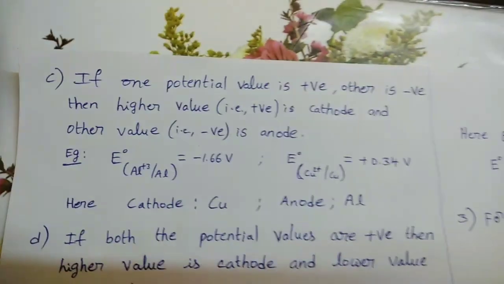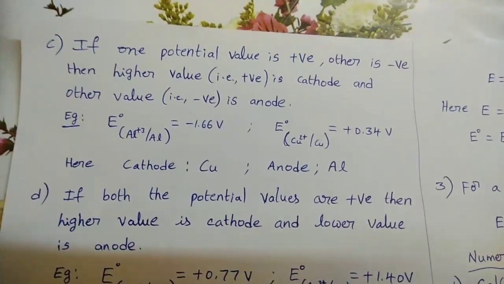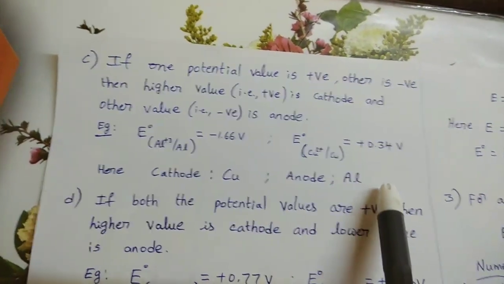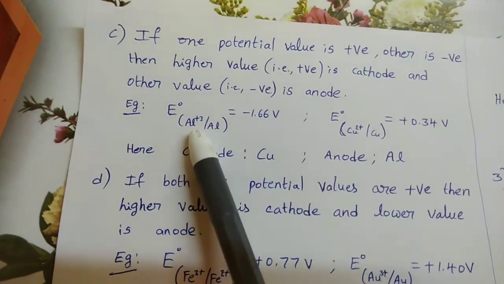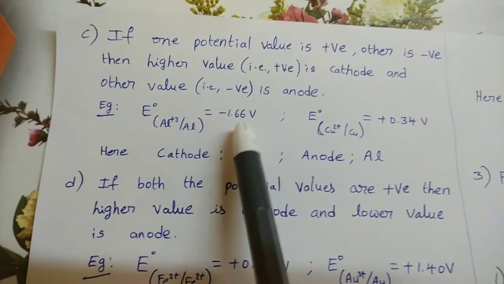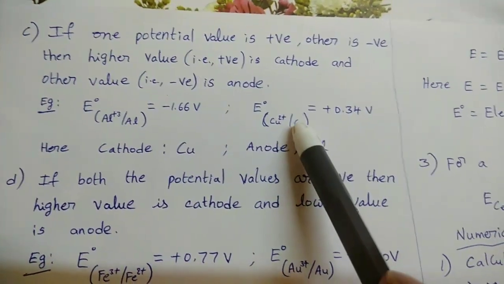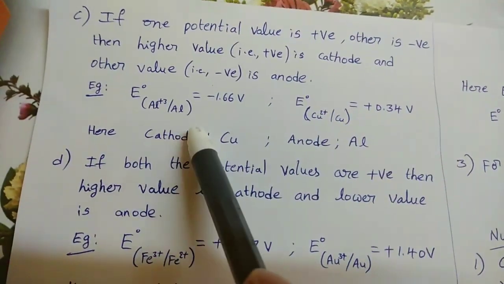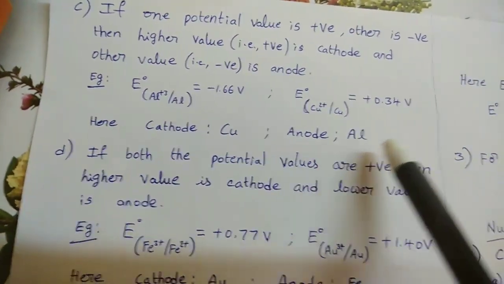Another case, see this, if one potential value is positive, other is negative, then higher value is cathode and other value is anode. One is positive, another one is negative, means positive value considered as cathode, negative value considered as anode. See the example, aluminium Al3+ reduced to aluminium, its reduction potential value is minus 1.66 volts, and copper 2+ changed to Cu, potential value plus 0.34 volts. This is positive, this is negative. So this is higher value, that means this is cathode, this is anode. So cathode is copper, anode is aluminium.